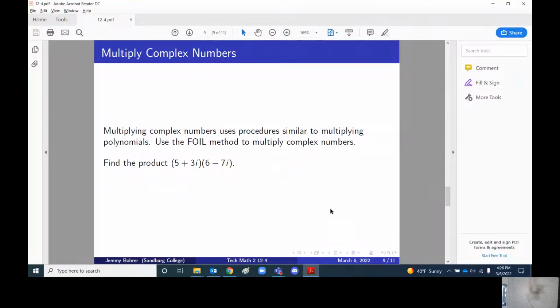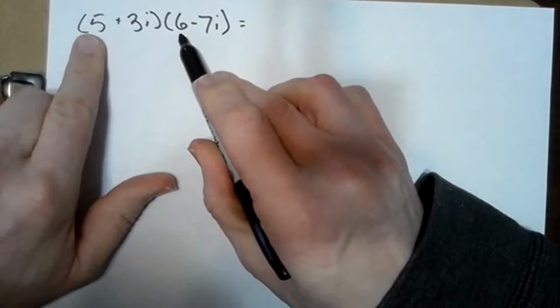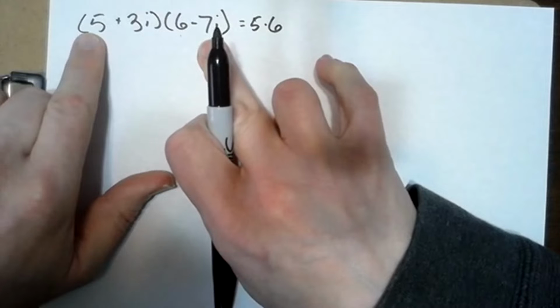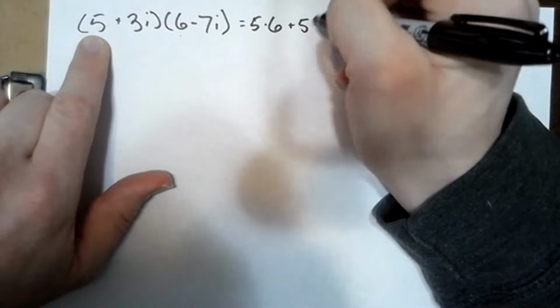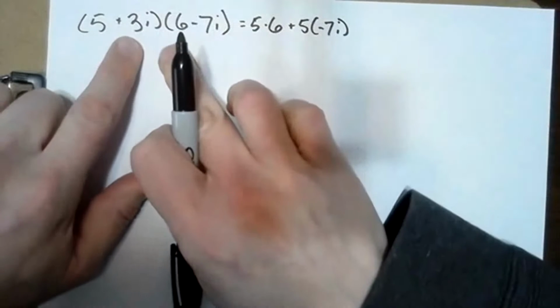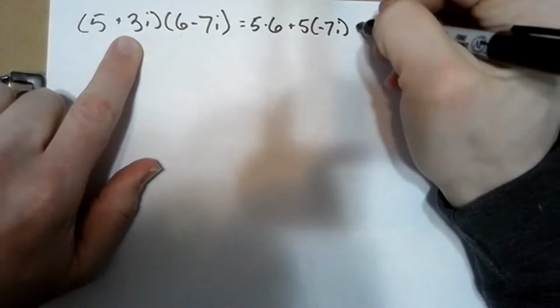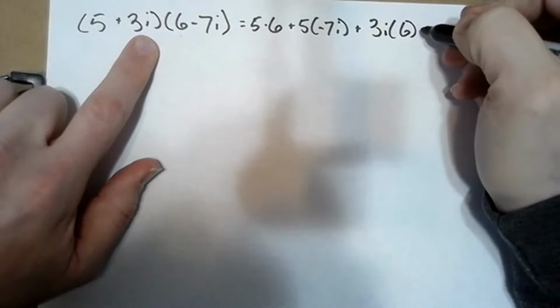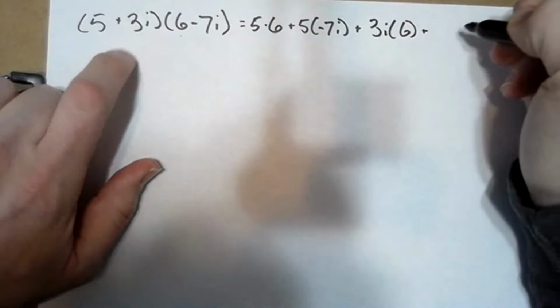In our next problem, we are asked to use the FOIL method to multiply 5 plus 3i times 6 minus 7i. To do this, we just do exactly what we've done with FOIL in the past. We multiply our first terms, 5 times 6. To that, we add the product of our outer terms, 5 times negative 7i. And then the product of our inner terms, 3i times 6. And then the product of our last terms, 3i times negative 7i.